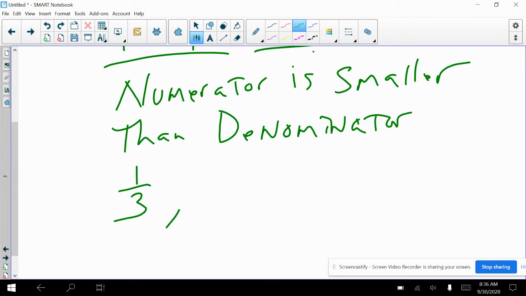One third, 2/5, 7/8, 1/6. Anytime your numerator is smaller than your denominator, that is called a proper fraction. All right, good with the pieces and parts? Okay. Is that familiar? Okay.